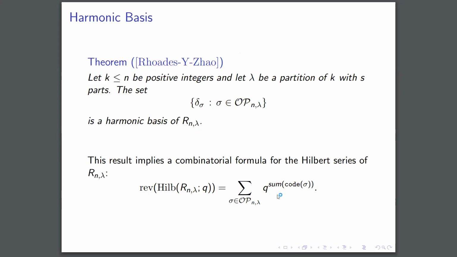Our next main result is saying that if we let sigma range over all elements in OP and lambda, then this resulting set is not only a subset of a spanning set, but also a basis. So this is a basis of V and lambda, which means it's a harmonic basis of R and lambda. And this can tell us something about the Hilbert series of R and lambda. So up to a reverse, the Hilbert series of R and lambda is just a generating function of this statistic, which counts the total number of inversions in sigma.